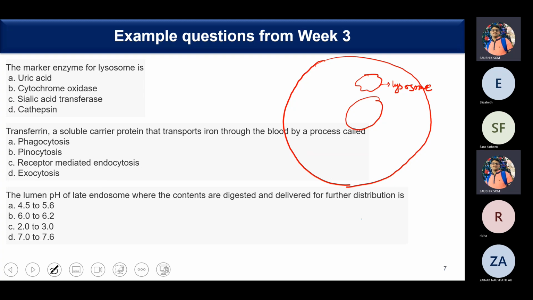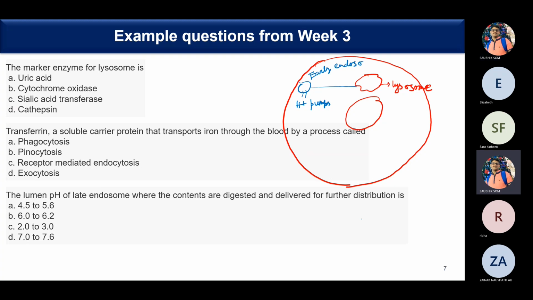this is my vesicle formed, and it has those microtubules, so it will go to here. Now it always has these pumps known as H plus pumps. This kind of endosomes are known as early endosomes, and as it matures, it forms late endosomes. Then it can fuse with either lysosome or other parts, but most of the time it will go to lysosome.